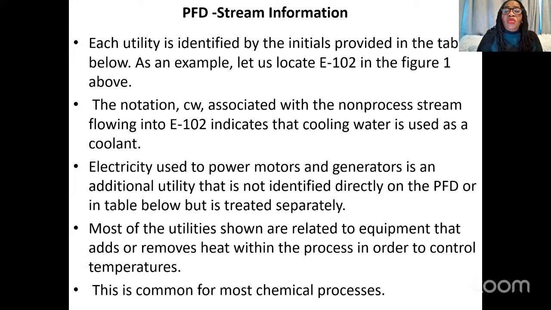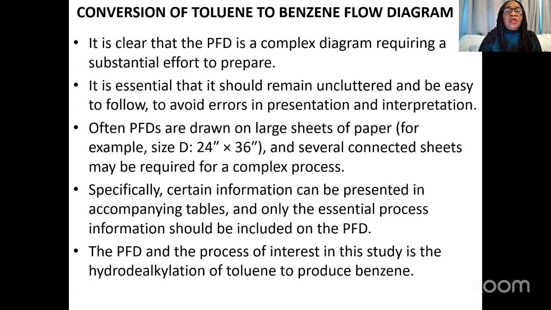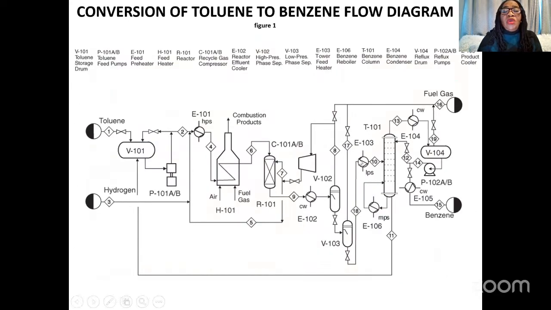Let's go back and I'll show you. We'll locate E102 and then we'll locate the utility stream. We're going back to figure 1. So E102 is here. Let's go down below that. We'll be able to find it. You can see E102 down here, and then you see the utility stream, CW. This is CW, and we can locate it here.